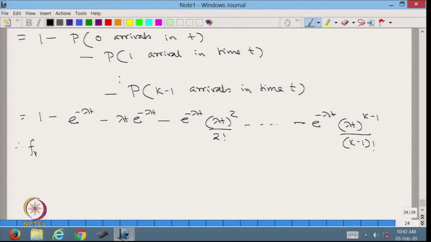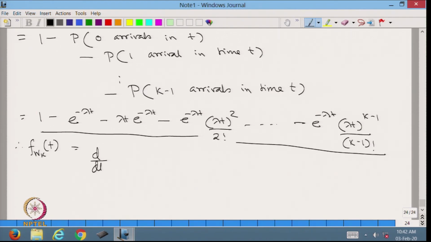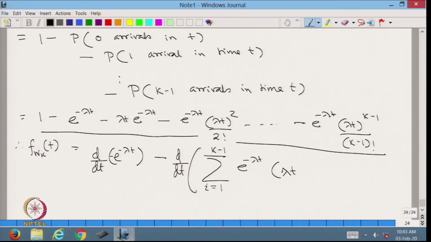Therefore, f_{W_k}(t), this we get by differentiating this term, is equal to d/dt of minus e to the power minus lambda t minus d/dt of the sum from i equal to 1 to k minus 1 of e to the power minus lambda t into (lambda t) to the power i upon factorial i.